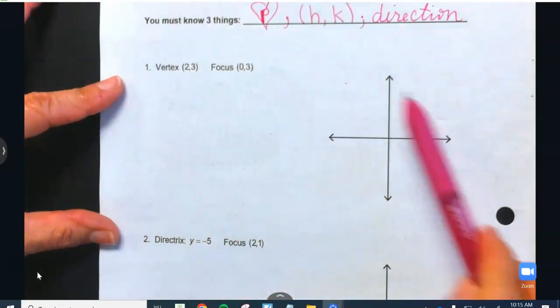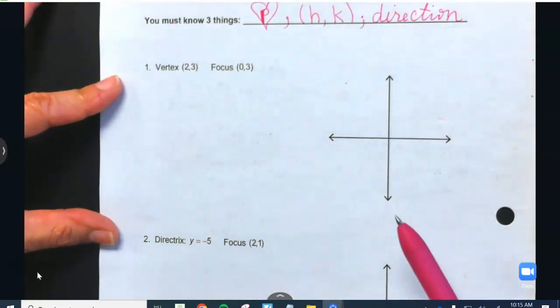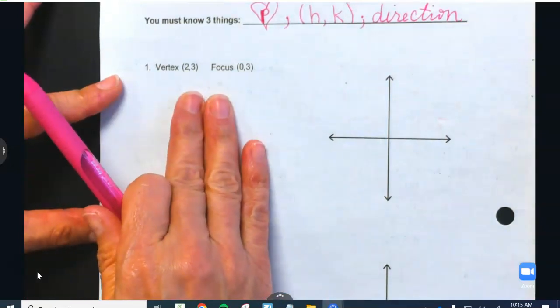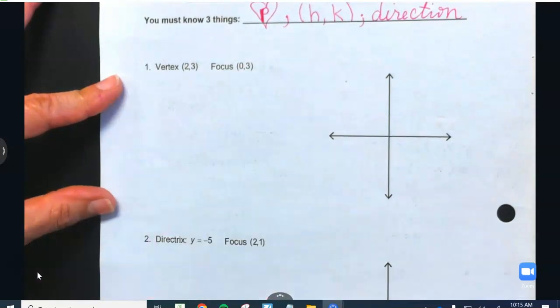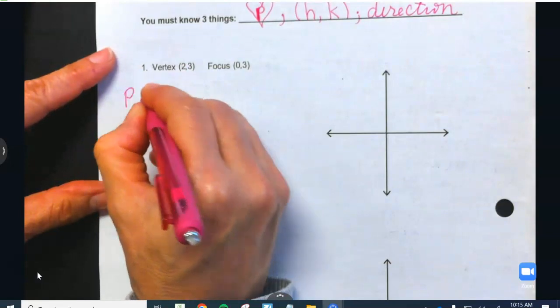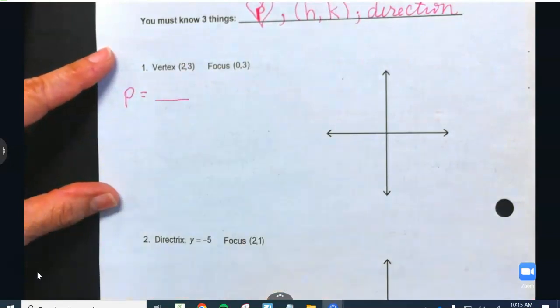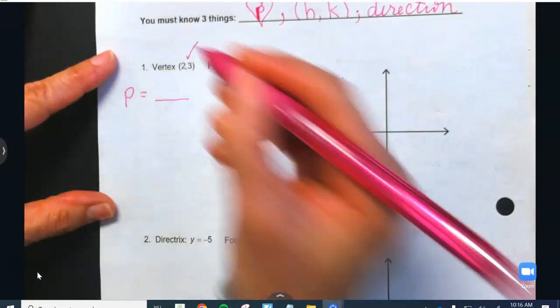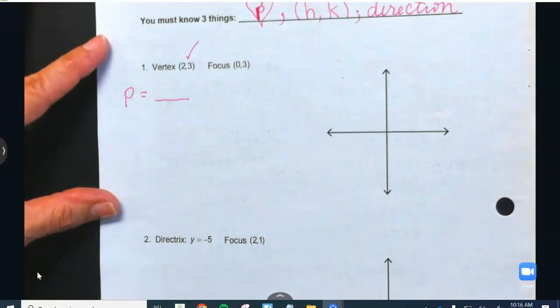Guys, if you notice, I gave you a graph to kind of sketch it out, to write it. I'm not going to give you a graph every time. I'm going to give you just stuff like this. All right, so let's check off what we know. We don't know the p-value yet, so we're going to have to figure that out. Do we know HK? We do. It's right there. And then do we know the direction of the opening?